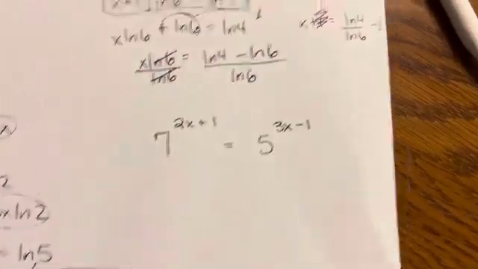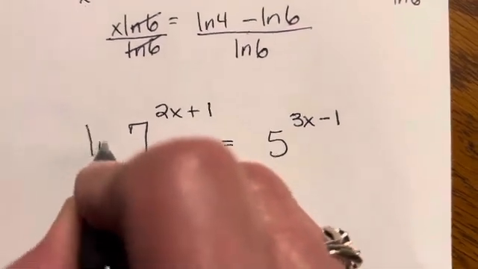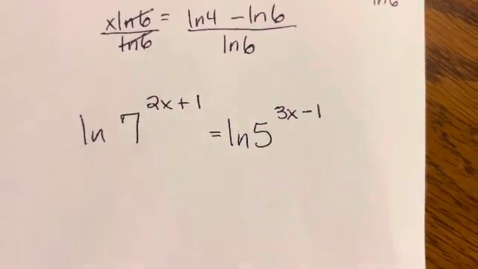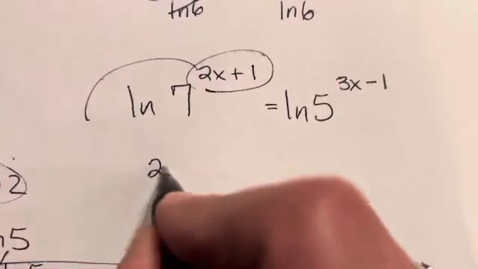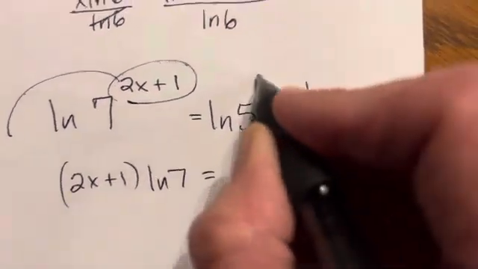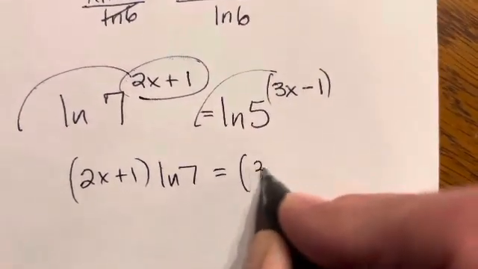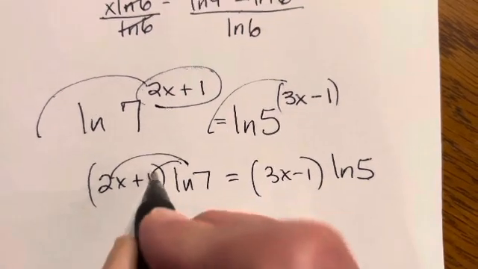Okay, so if you've seen enough, quit. If you want to go back and we look at this one, I'm going to do the natural log just because it's one less thing I have to write. It's going to bring this out front. So I have 2x plus 1, the natural log of 7. This comes out front, 3x minus 1, natural log of 5. Then I'm going to distribute.